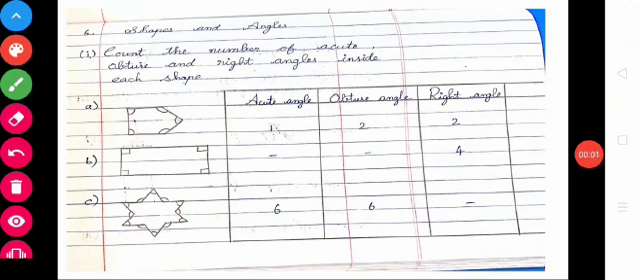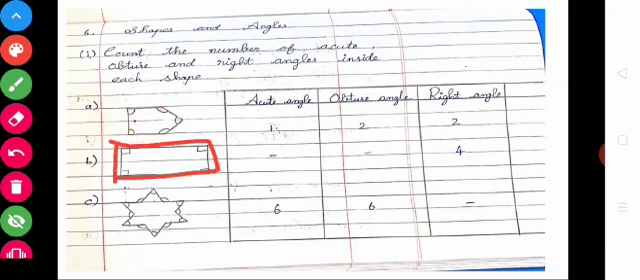And the next one: count the number of acute, obtuse and right angles inside each shape. Let us take this shape. Count how many acute angles in this. It is an acute angle, so write 1. And then how many obtuse angles? It is 1 and then this one is 2. So write 2 obtuse angles. And then right angles: this angle is considered as 1 and then this angle 2. So write 2.